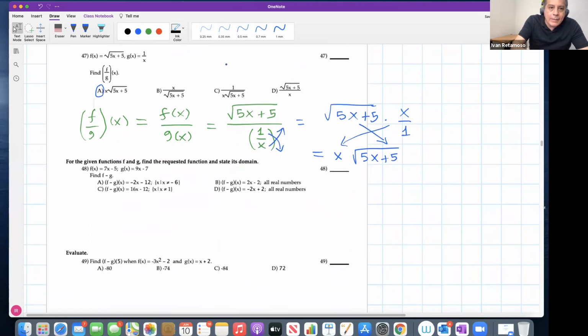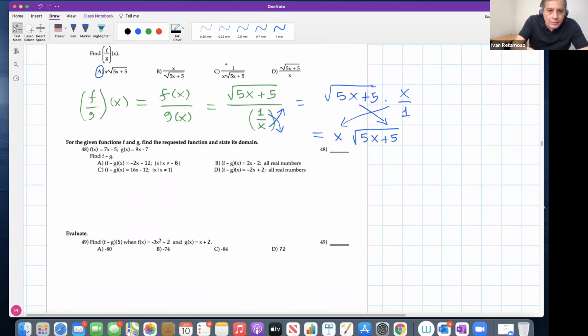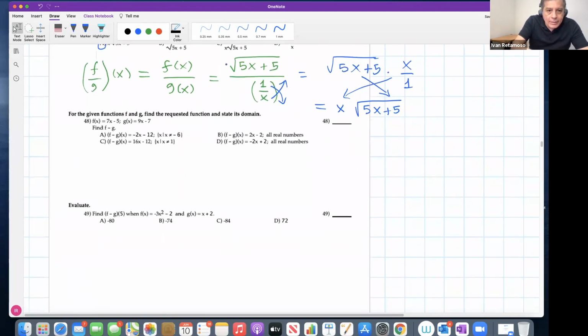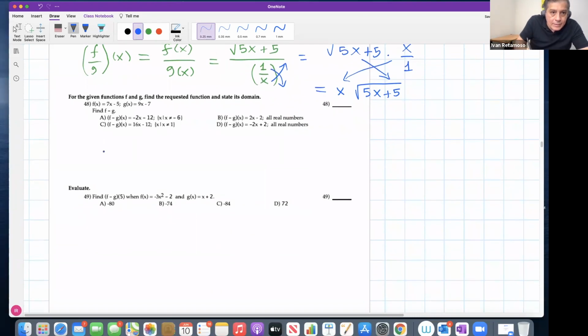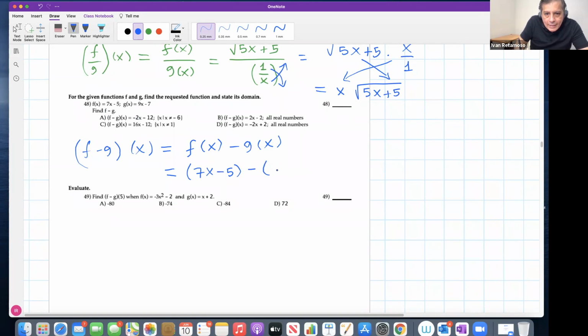Okay, this was multiplication of functions, right? We did one for each operation. Now let's deal with subtraction. We didn't do it, so maybe we should. F minus g of x. Naturally, this should be f of x minus g of x. But what is this difference? Well, f of x, I'm going to write it within parentheses, is 7x minus 5. G of x is 9x minus 7.